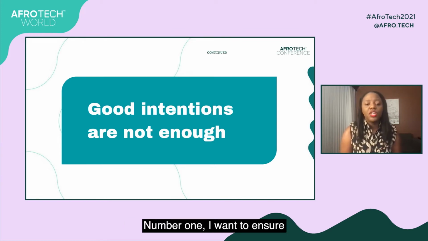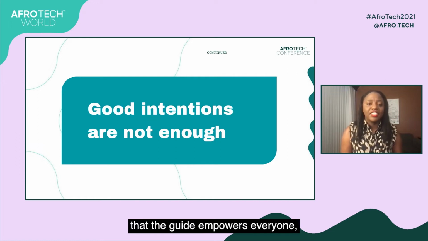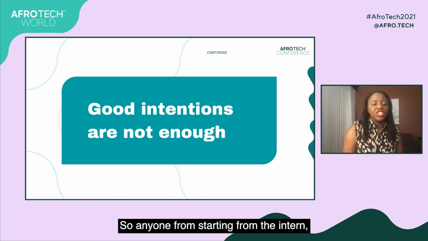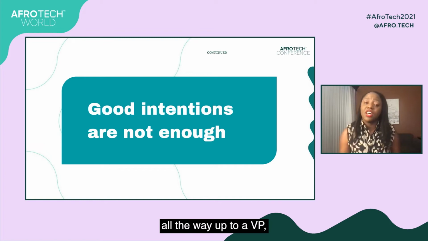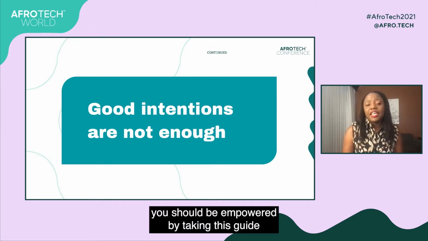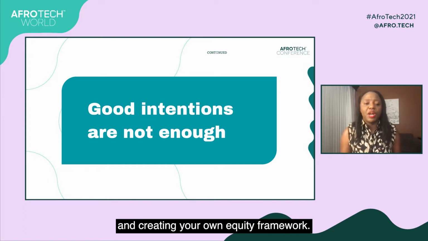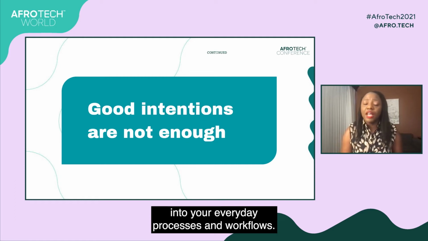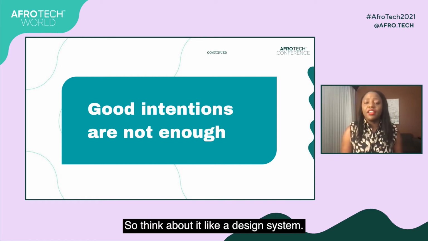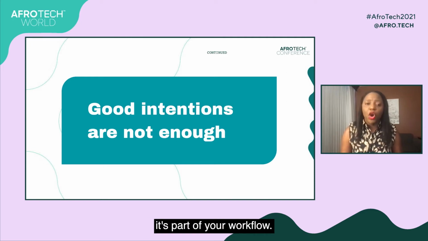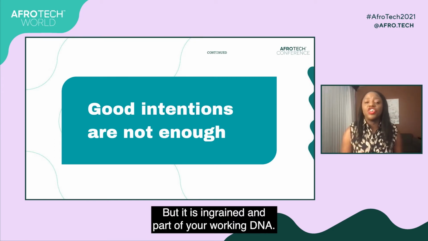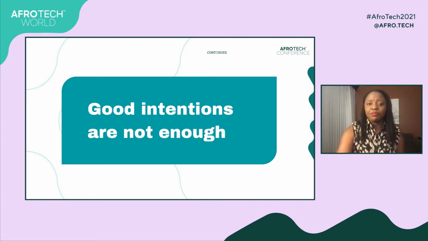Number 1, I want to ensure that the guide empowers everyone, and it is an everyone problem. So anyone starting from the intern all the way up to a VP, you should be empowered by taking this guide and creating your own equity framework. Number 2, I wanted to ensure that it was integrated into your everyday processes and workflows. So think about it like a design system. You don't even think about it, it's part of your workflow. I did not want this document to be something that sits somewhere on Google Doc and you forget about it, but it is ingrained in part of your working DNA.